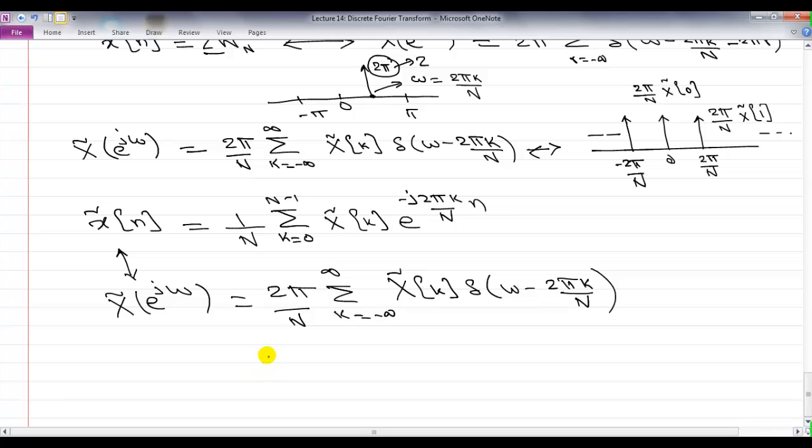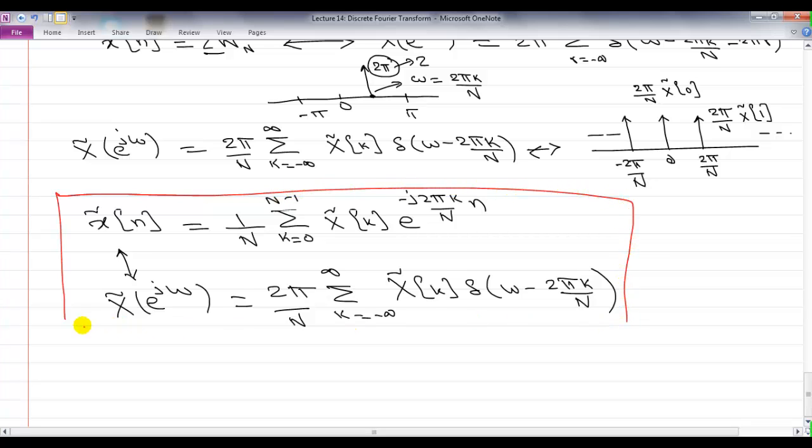Now we'll work with this definition, you can treat this as a definition. We'll work with this definition of the discrete time Fourier transform of a periodic sequence. Okay. Keep this definition in mind. We'll come back to it later.